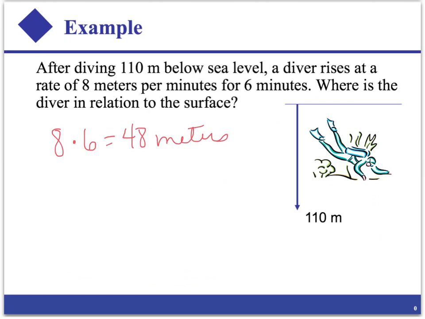Now, he was 110 meters below. So that's the same thing as saying negative 110. He rose 48 meters, which is positive. He went up. So that still gives me a negative 62 meters. He still has a little bit to go, so I hope his oxygen held out.